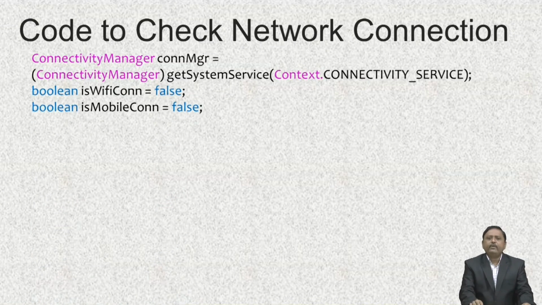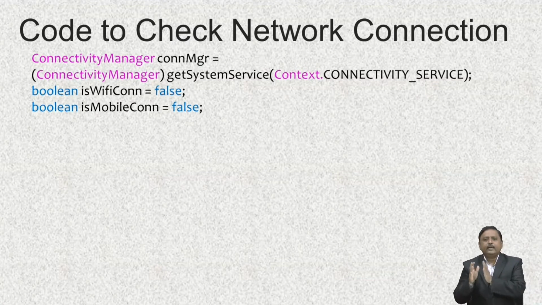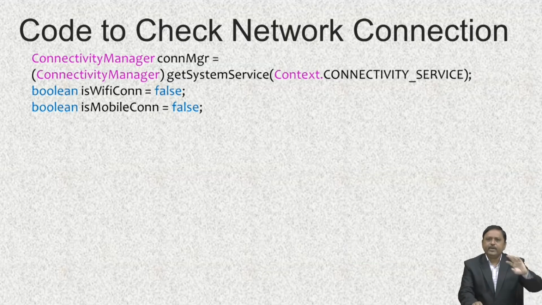Then we have declared two Boolean variables, whether it is a Wi-Fi connection or whether it is a mobile connection. Initially it is set to false. If we have a Wi-Fi connection, we will set it to true. If it is a mobile connection, we will set it to true.